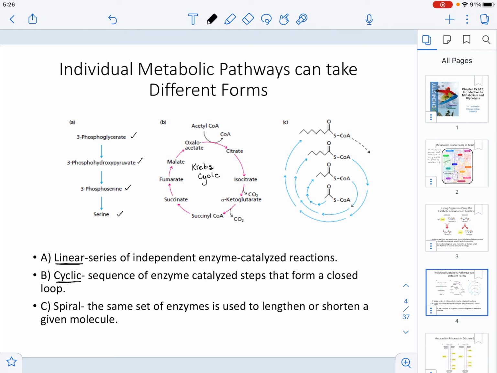Just to talk about this one specifically, we can see that this is a closed loop because the product overall of our cycle, which is oxaloacetate, is actually involved in the first reaction of the pathway.